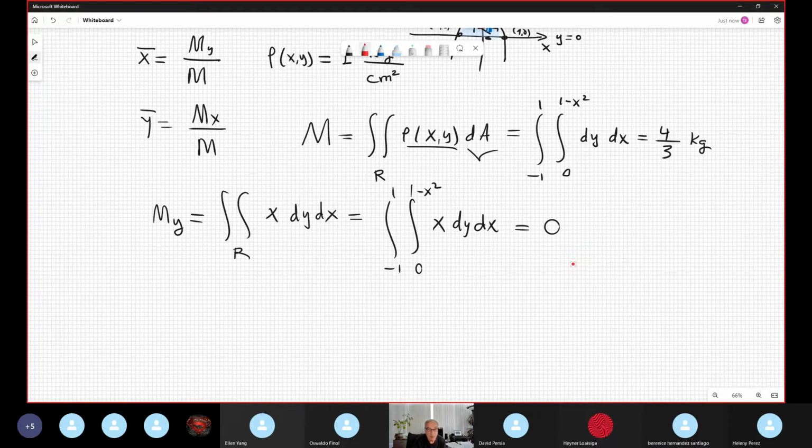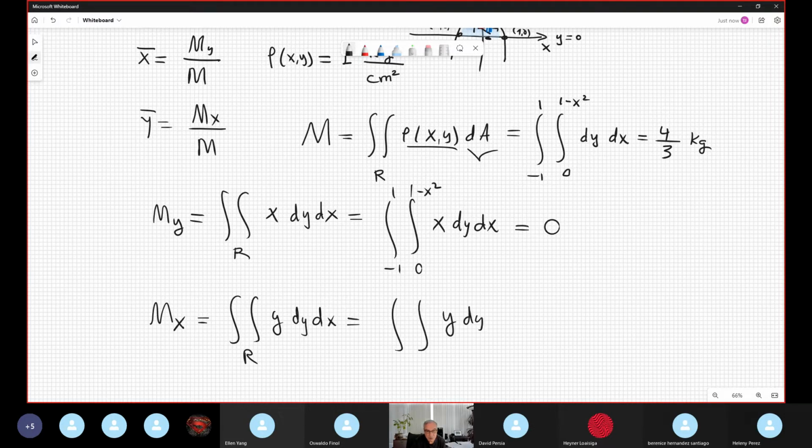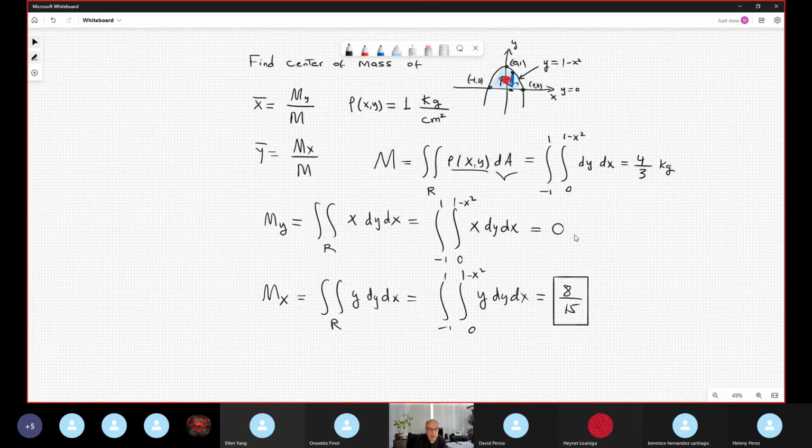Let's do it now. Momentum x, a similar formula, no? Double integral in the region of y. Now y, dy dx, and the limit stays the same region, and the answer is 8/15. Cool, we finish.